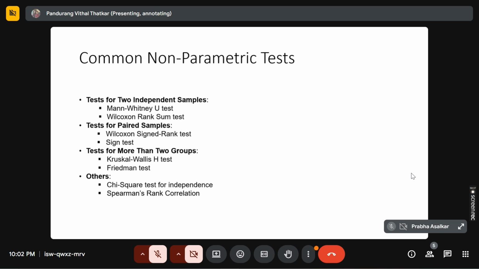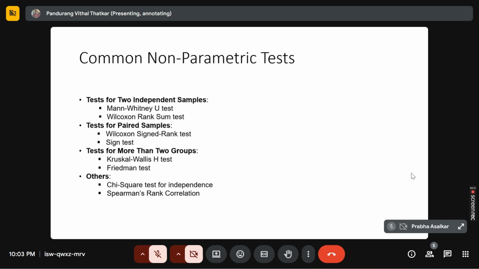Again, sometimes we have some longitudinal data. We measure blood pressure three to four times after giving drugs, at 1 hour, at 2 hours, at 3 hours. In this case, we have the same group we are measuring at different time intervals. So here we can go for the Friedman test, also called Friedman ANOVA. And when we have different, independent groups, in that case we can go for Kruskal-Wallis ANOVA or Kruskal-Wallis H test. The other non-parametric tests of significance are the chi-square test for independence and Spearman's rank correlation.